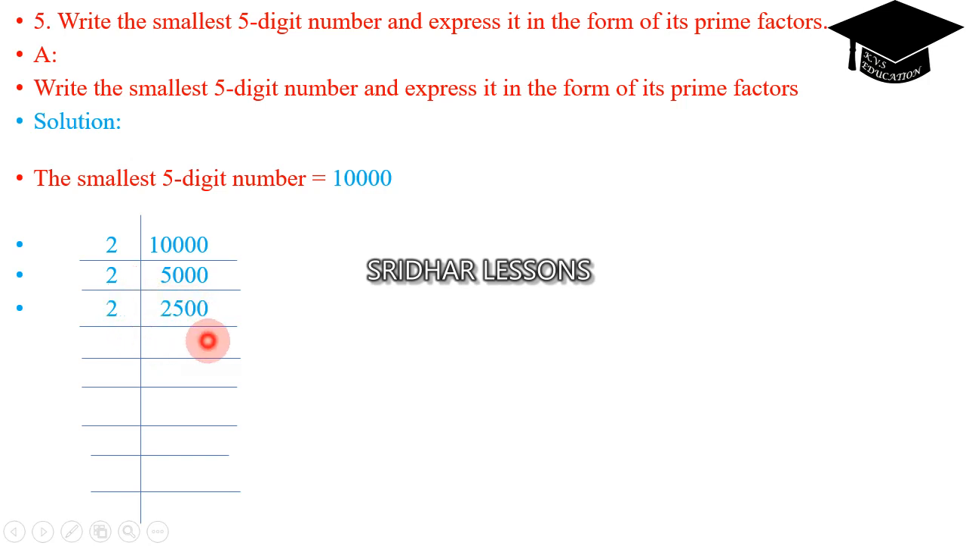2,500. 2 into 1,250. Again 2 can be factorized into 625, and 5 into 125, and again 5 into 25, and 5 into 5. Finally 5 into 1. So the prime factors of 10,000 are 2 into 2 into 2 into 2 into 5 into 5 into 5 into 5. Observe carefully.